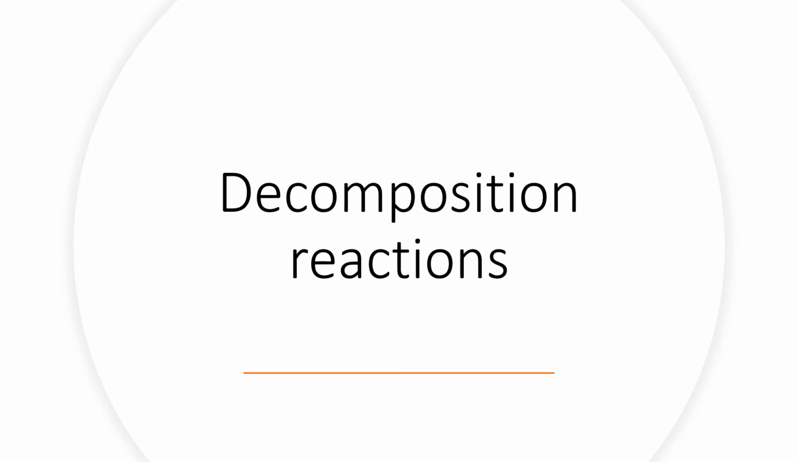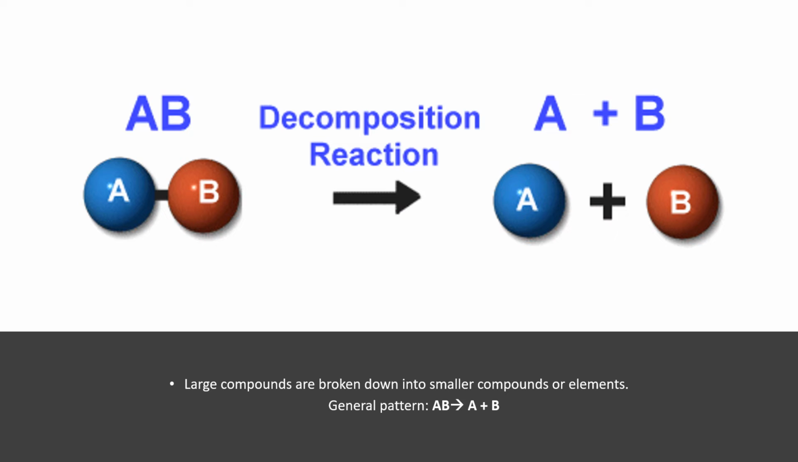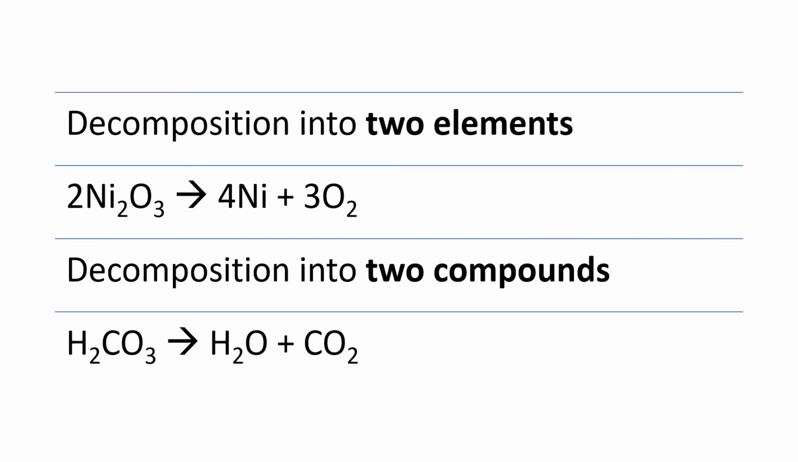Now let's go over some decomposition reactions. A decomposition reaction is a reaction in which a compound breaks down into two or more elements or simpler compounds. It's often the reverse of a synthesis reaction. A decomposition reaction can be represented by the following general form: AB equals A plus B. So we have decomposition into two elements and decomposition into two compounds.